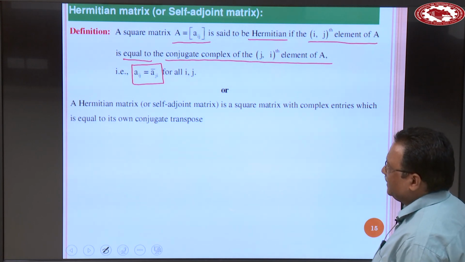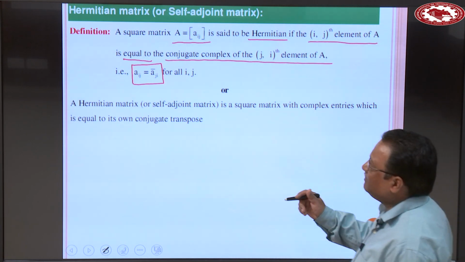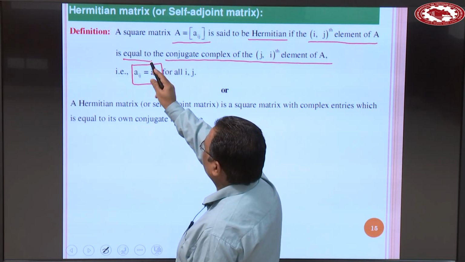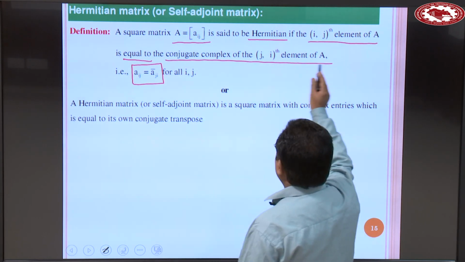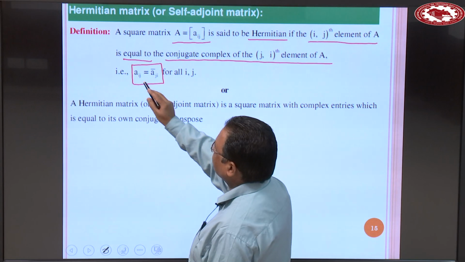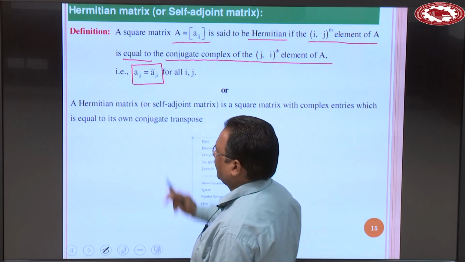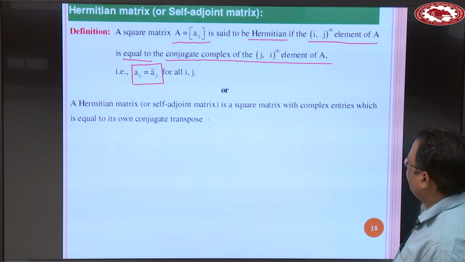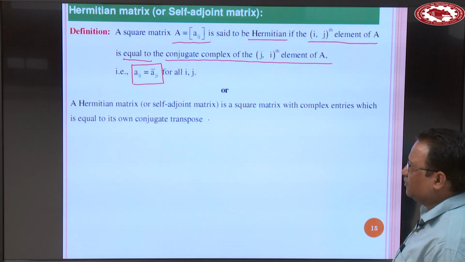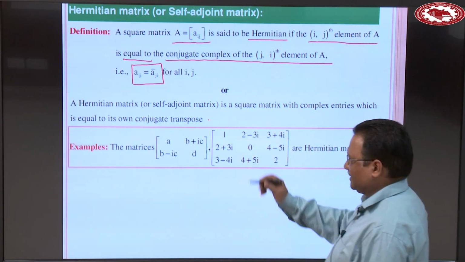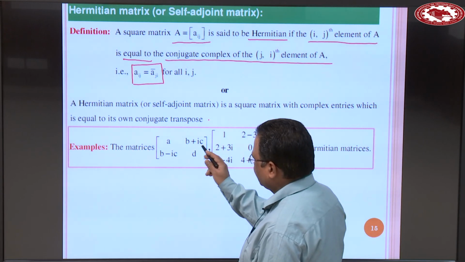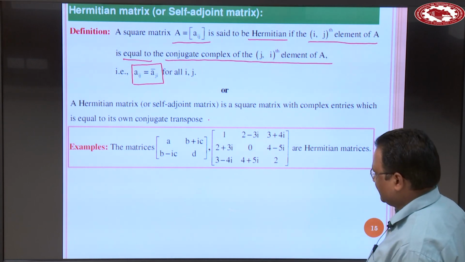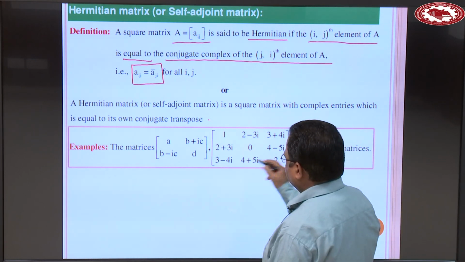But in case of skew Hermitian matrix, ijth element of A is equal to the negative of conjugate complex of jith element of A. So, in skew Hermitian matrix, Aij is equal to minus Aji bar. Clear? So, Hermitian matrix is a square matrix with complex entries which is equal to its own conjugate transpose. For example, the matrix A, B plus iota C, B minus iota C, D. This matrix is Hermitian matrix.